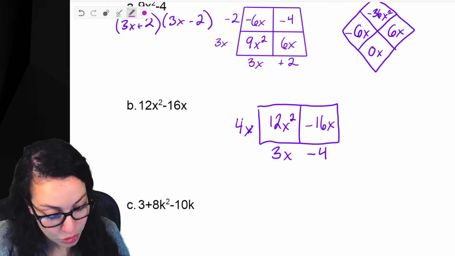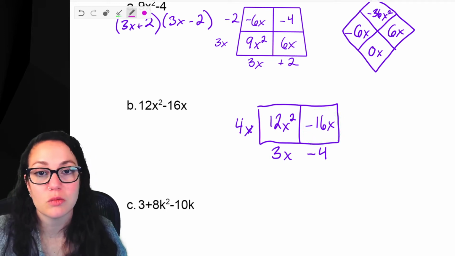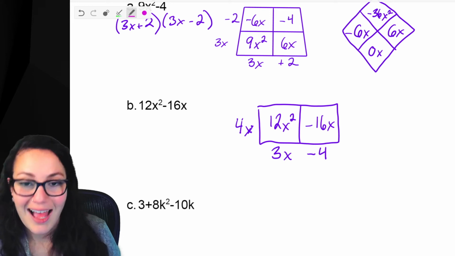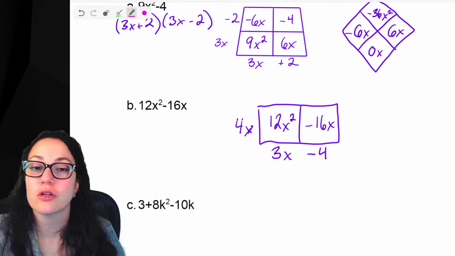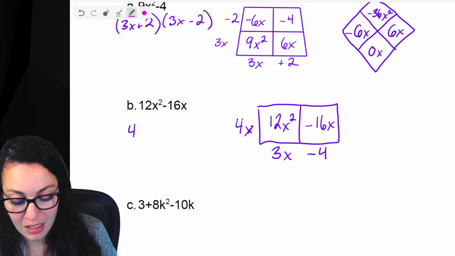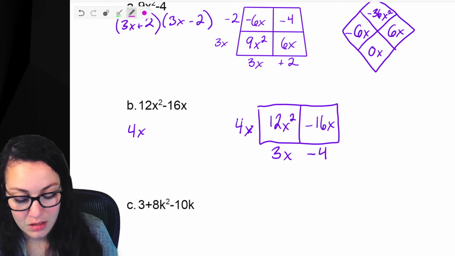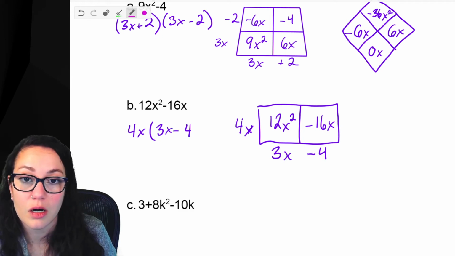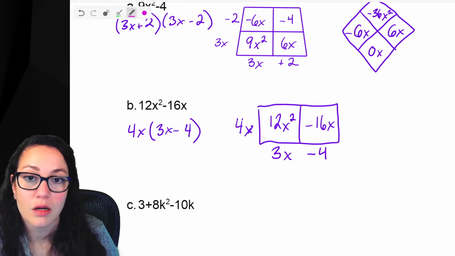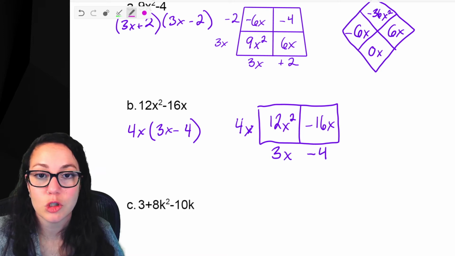So then I'm just going to write my factors like I have for the previous problems. Since I have one factor that's a single term, I'm just going to write it as 4x times 3x minus 4. So there we go.